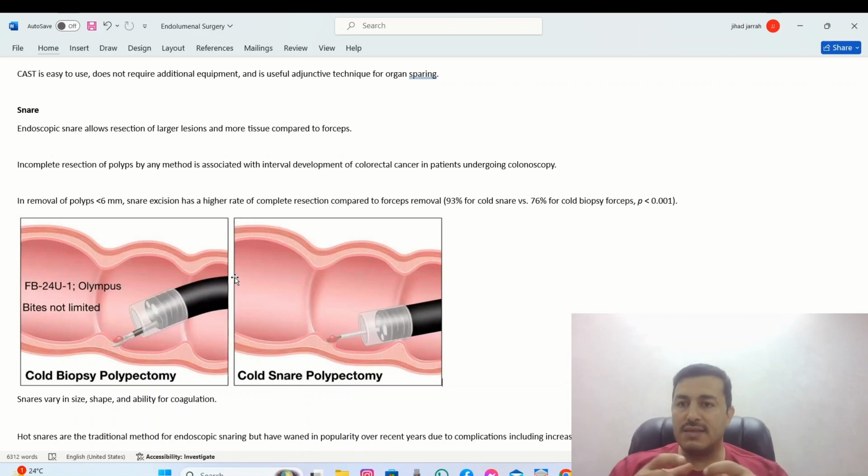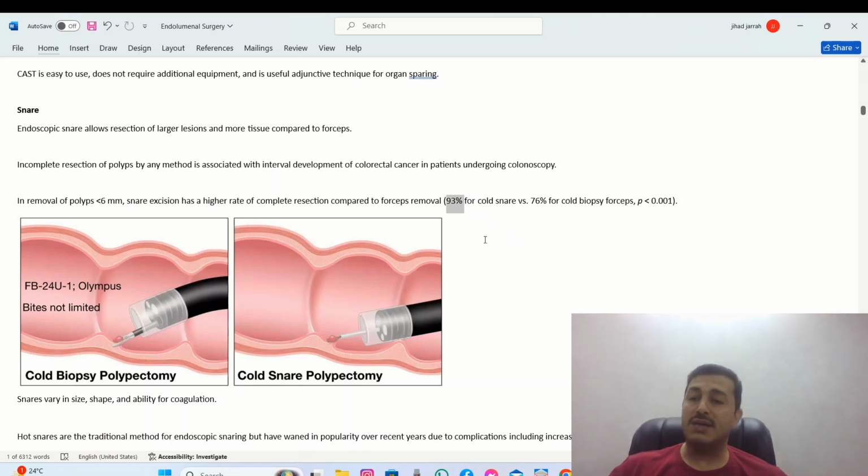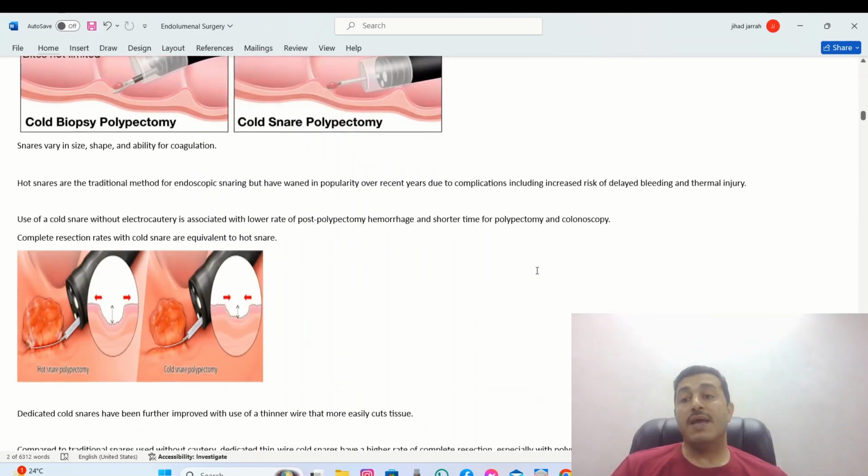The completeness of the resection, especially in small polyps, is better with snares. You can see here in one study they noticed that for polyps less than 6 millimeters, when we use snares we remove up to 93%, while forceps, using just punching avulsion, remove only 75%.